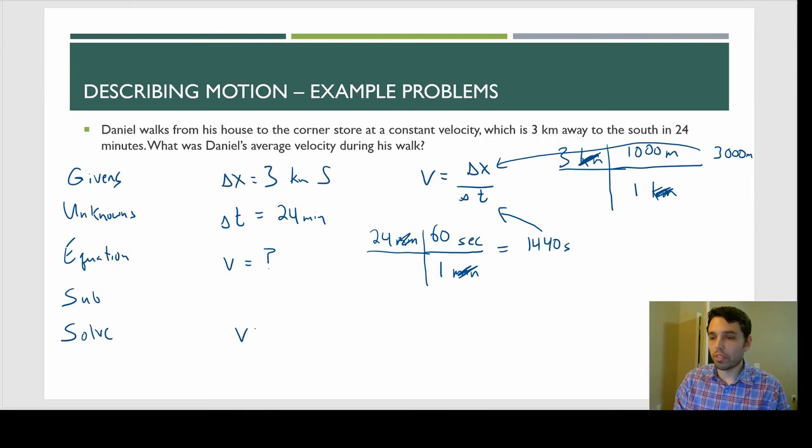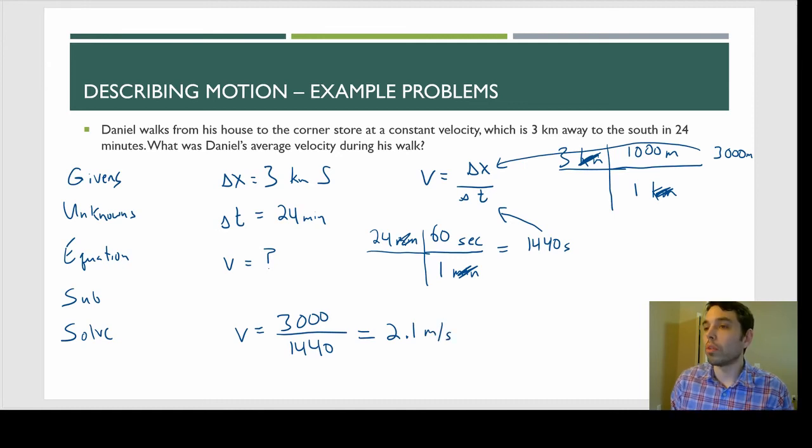So we're going to get velocity equals 3,000 over 1,440. And that's going to equal for us 2.1. And I'm rounding here to the 1 decimal place is fine. 1 or 2 is really fine. Not really worried about that so much. All right, 2.1 meters per second.